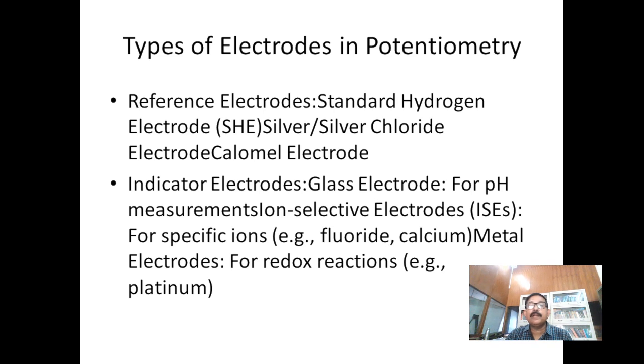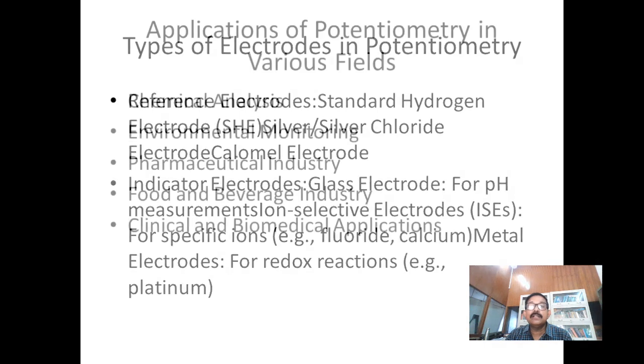Types of electrodes in potentiometry. The reference electrodes are the standard hydrogen electrode, the silver chloride electrode and the calomel electrode. Indicator electrodes are glass electrodes for pH measurements, and fluoride and calcium electrodes, which are called selective electrodes for specific ions. Metal electrodes are used for redox reactions, such as the platinum electrode.